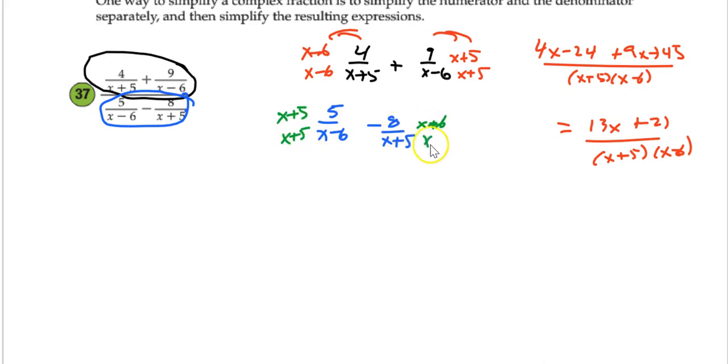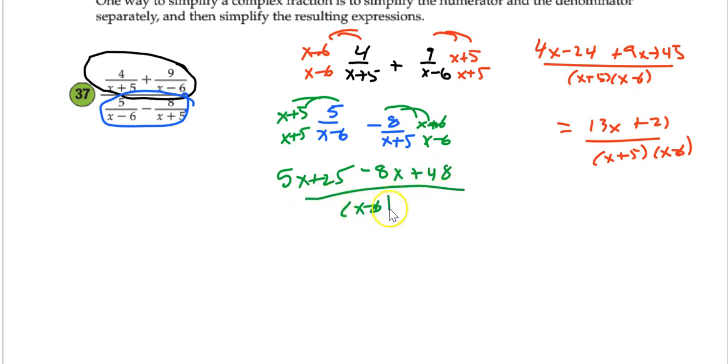Minus 6, x minus 6, should be a minus. Distribute, you get 5x plus 25 against minus 6. So negative 8x plus 48 to the minus 6. All over the bottom.